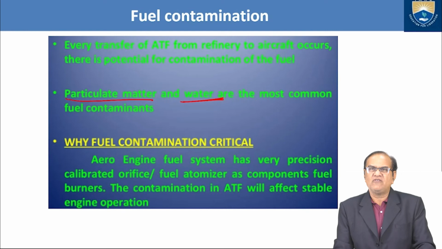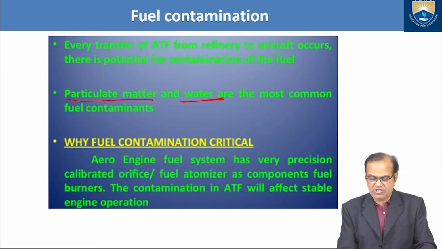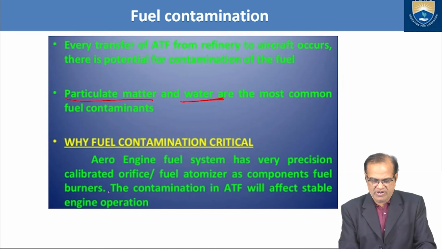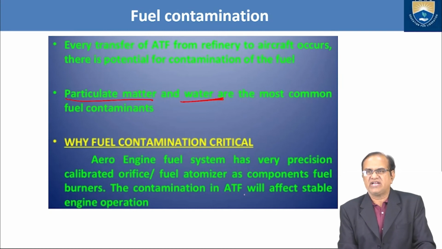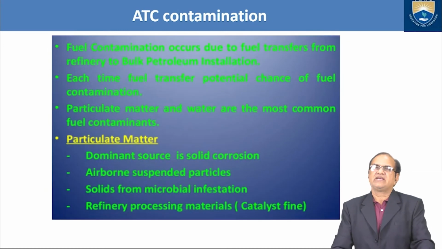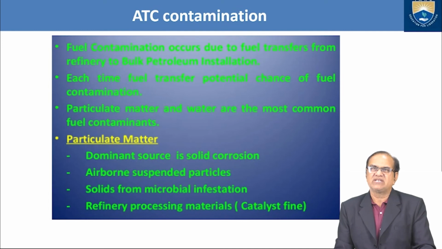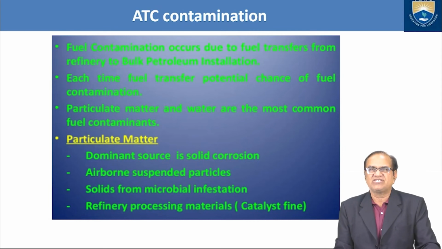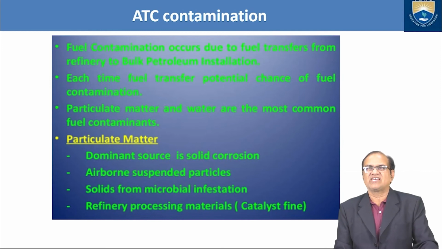contamination. Why is fuel contamination critical? Aero engine fuel systems have precision calibrated orifices, fuel atomizers and fuel burners as components. Contamination in our ATF will affect stable engine operation. Then ATF contamination: fuel contamination occurs due to fuel transfer from the refinery to the bulk petroleum installation. Each time fuel is transferred, there is a potential chance of fuel contamination. Particulate matter and water are the most common fuel contaminants.